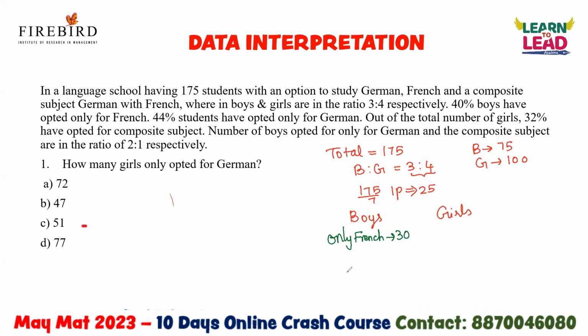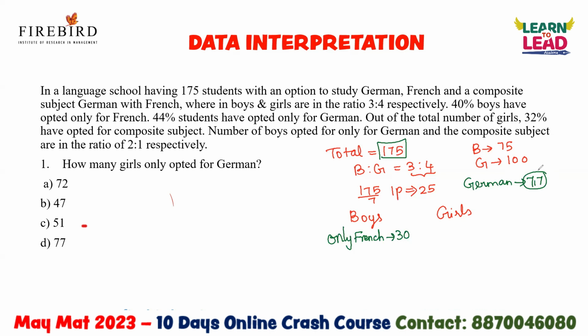And 44% of the students have opted only for German. In total, 175 students are there. So in 175 students, German-opted students are 44%. What is 10% of 175? It is 17.5. 20% is 35, 40% is 70 and 4% again is 7. So among the total number of students, 77 students opted for German.